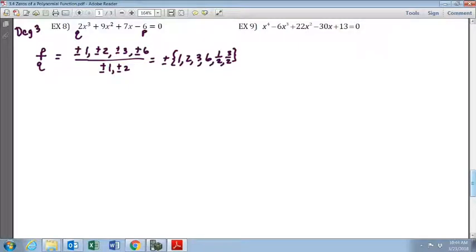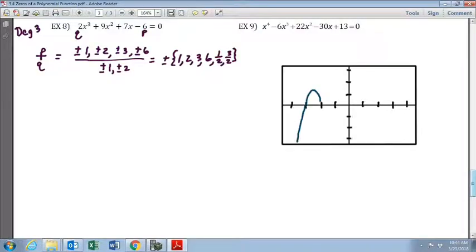So now, what I had told you in class is that I'm going to allow you to use the calculator to help you get the first zero. Now keep in mind, if I didn't allow you to do that, you would literally have to do synthetic division with every one of these possible zeros until you found one that worked. Fortunately, you wouldn't have to go very far, but that's how you would do it if you didn't have the calculator at all.